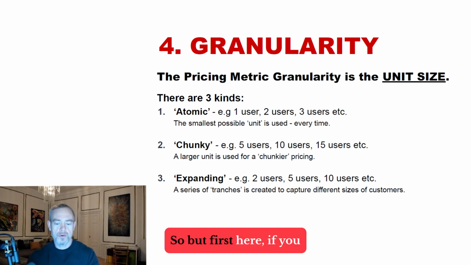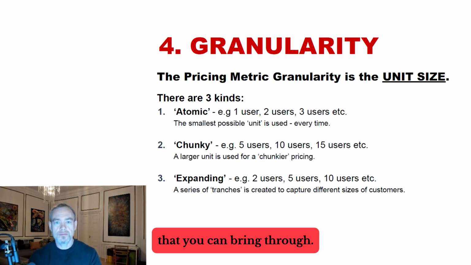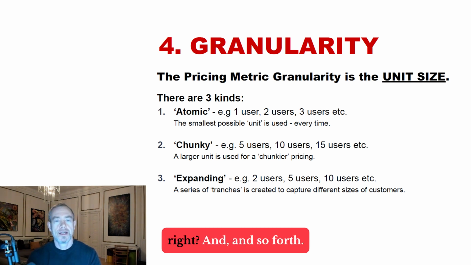But first, if you charge per user, you can't charge for half a user, right? So you're going to charge for at least 1 user. That is what the atomic unit is, the smallest possible unit that you can bring through. For an API call, that would be 1 API call, and so forth. But nobody says that you actually have to charge the atomic unit.